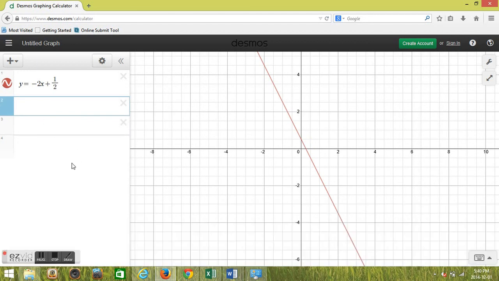So that's a very, very quick lesson on how to use this website. It's very straightforward. Play around with this website a little bit, see what you can do with it. In the next video I have for you, I'm going to show you how we can use this to check our solutions when we solve systems of linear equations.